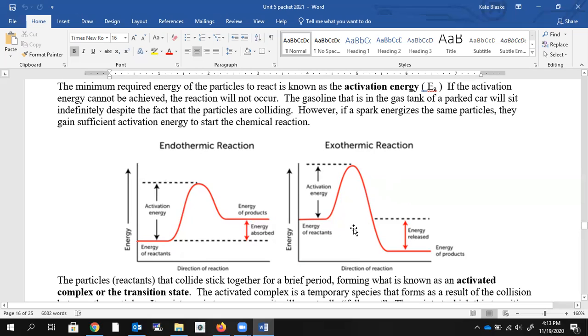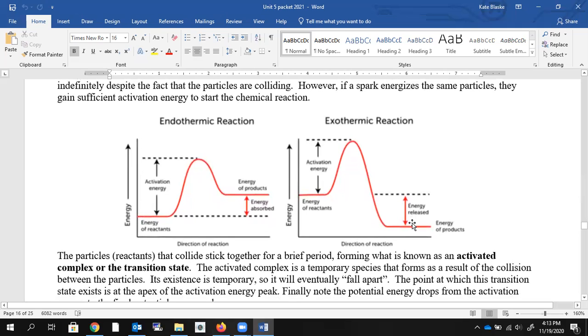An exothermic reaction means we put in a certain amount of activation energy. As we coast back down that hill, we end up lower than where we started, which means we've actually gotten more energy out than what we put in. So that is exothermic, meaning some energy has been released or has exited from that system.